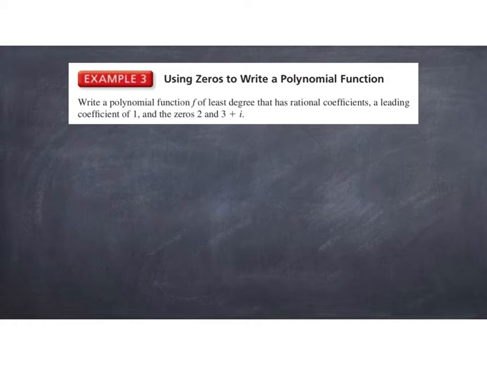All right, so let's look at example 3. All of this, we don't even need to read. It doesn't matter. All we're looking at are our zeros, which are 2 and 3 plus i. So it gives us 2 of them. Do we have another 0 that's not explicitly given to us? 3 minus i. Perfect. We have its conjugate, which is 3 minus i. So here we have 3 zeros, 2, 3 plus i, and 3 minus i.